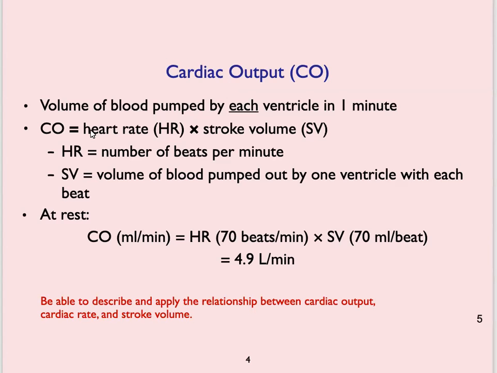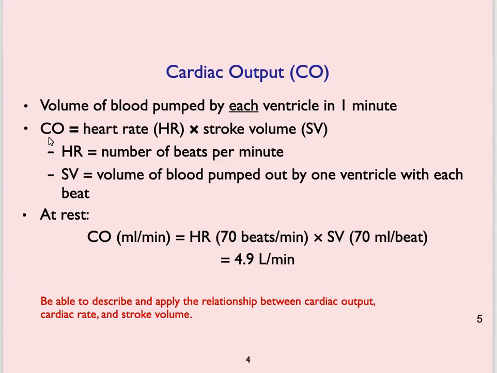Now, cardiac output measures the volume of blood pumped by each ventricle in 1 minute. And usually we're looking at just the left ventricular cardiac output. So if it's not specified, then that means we're looking at the left ventricular cardiac output. And that's because your left ventricle's cardiac output concerns how much blood, and therefore oxygen, the systemic circuit is getting.